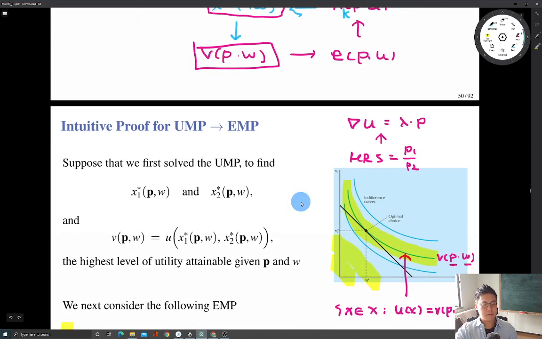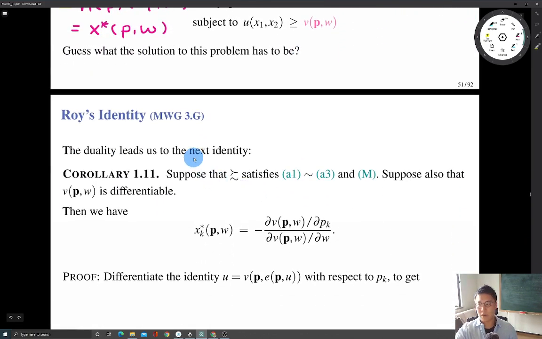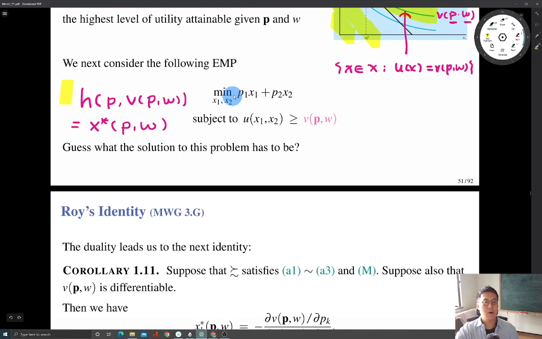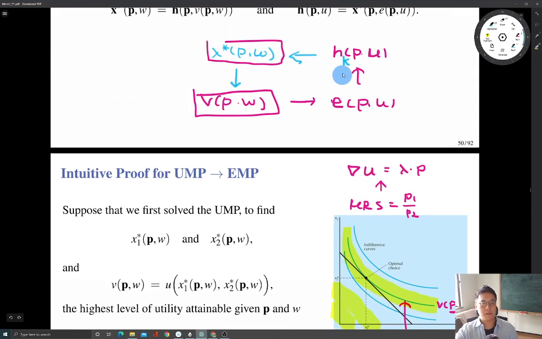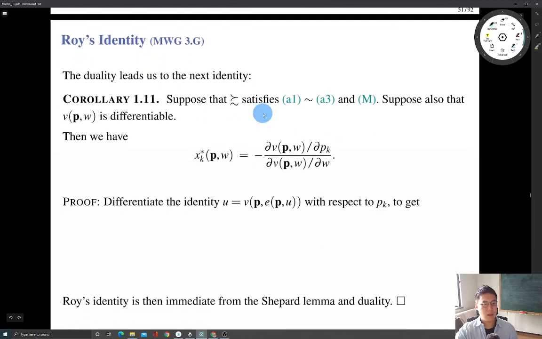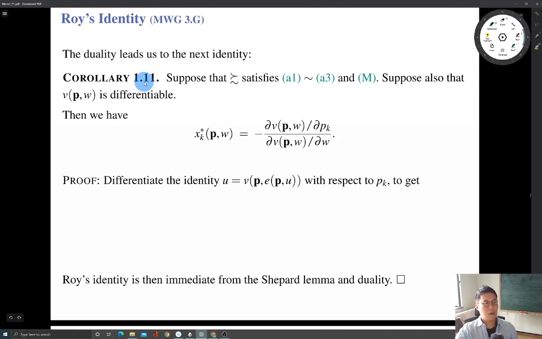And the next result coming from the duality, the so-called Roy's identity, gives us leeway. Yeah? So we don't have to take these 3 steps. Just by taking 1 step, we can find out the Walrasian demand from the indirect utility. Yeah? That is given by this slide.